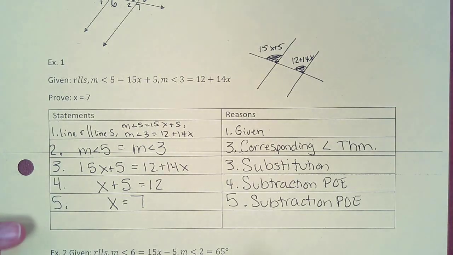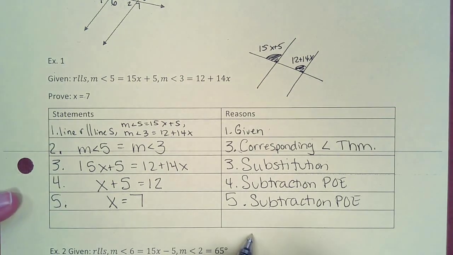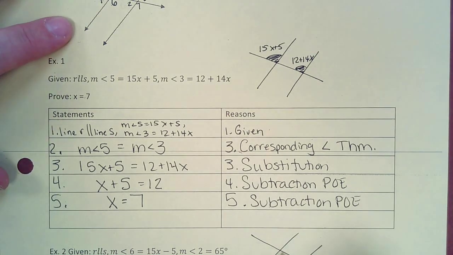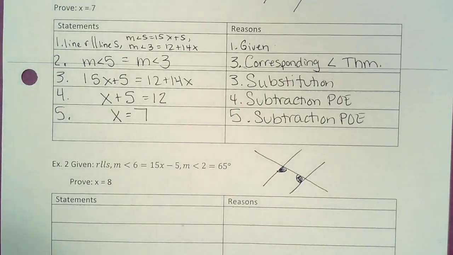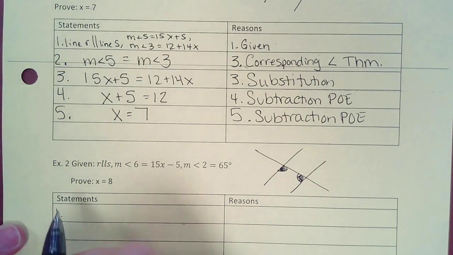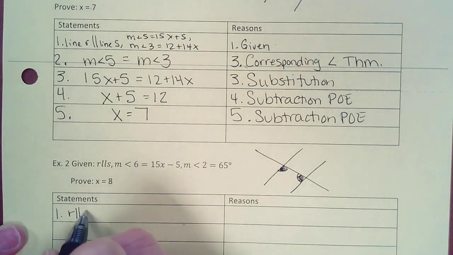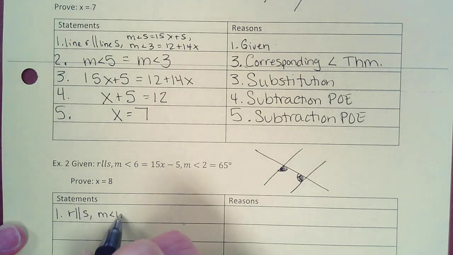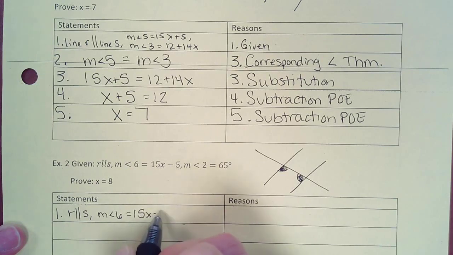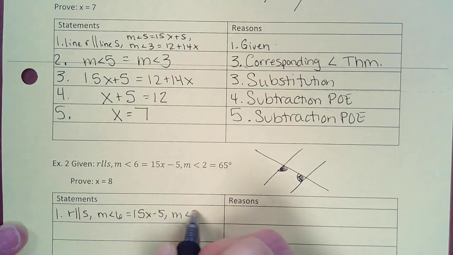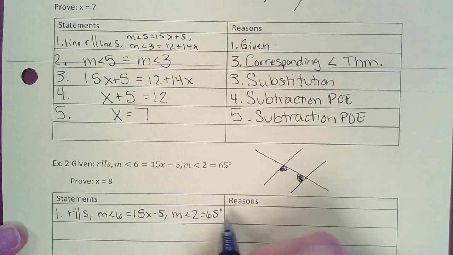Example 2, we're looking at measurement angle 6 and measurement angle 2. So I'm going to go ahead and resketch my picture here. Okay, 6 is here, and 2 is here. Oops, there we go. Now it's on the screen. Okay, those angles are consecutive interior. First step, go ahead and write your whole given down. So R is parallel to S. Measurement angle 6 equals 15x minus 5. Measurement angle 2 equals 65 degrees.